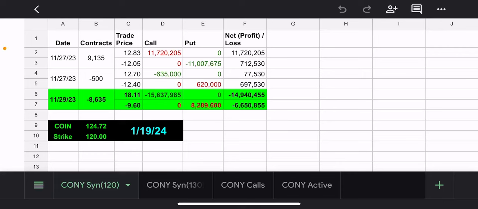Good morning, everyone. Today is Friday, December 1st, and today we will cover the trades for the YieldMax funds, TSLY and CONY. TSLY follows underlying stock Tesla, CONY follows underlying stock Coinbase. So let's get to it.